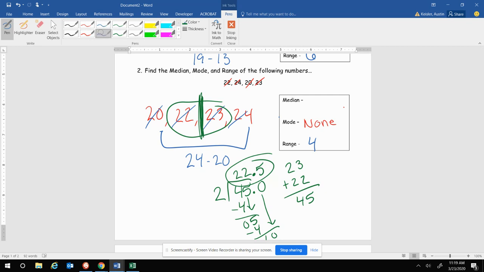So if you've got two numbers in the middle, just to rephrase that, you either need to figure out what's halfway in between them. You might have already known that 22.5 is halfway between. Or you can add those two numbers up and then divide by 2, and you will get your answer. So our median on that one is 22.5. You're only doing that when there's two numbers in the middle.